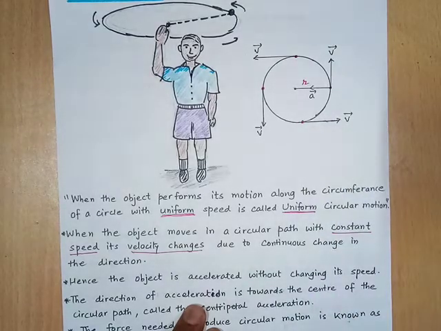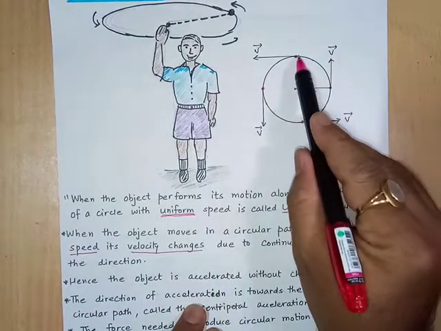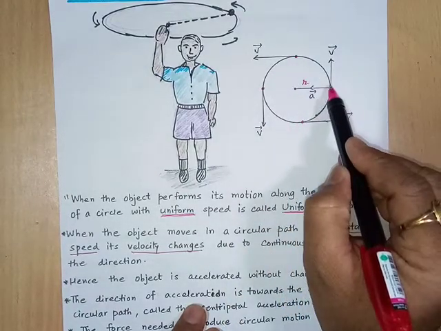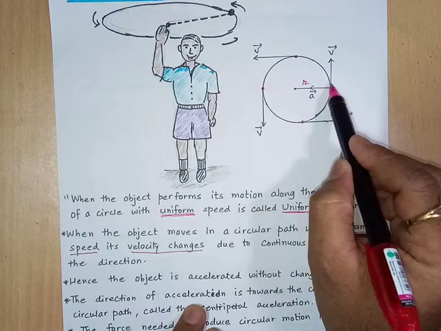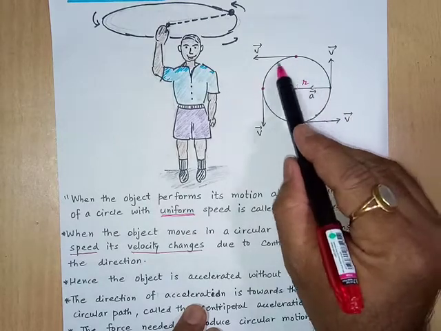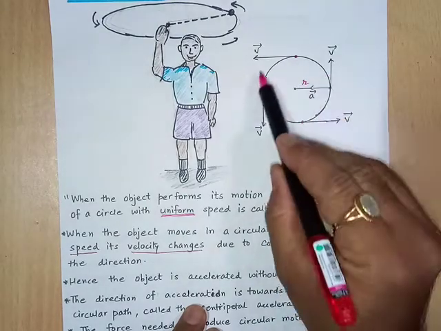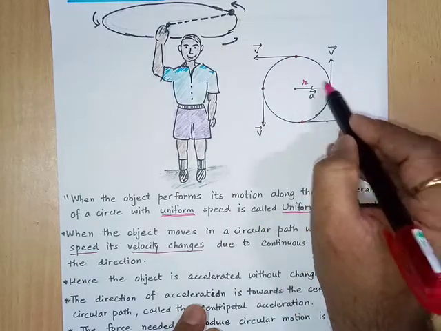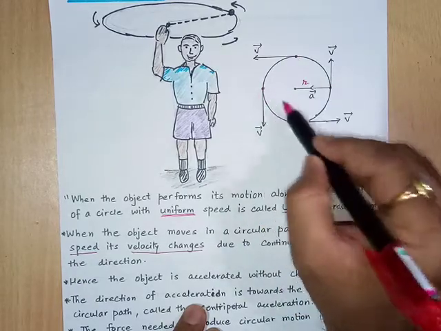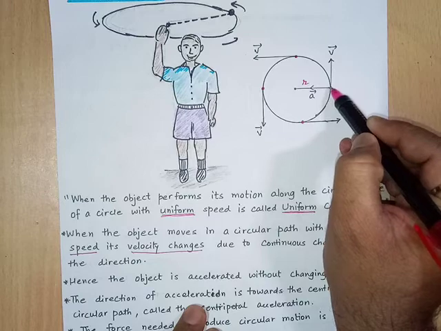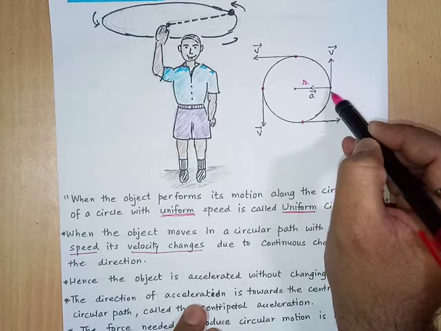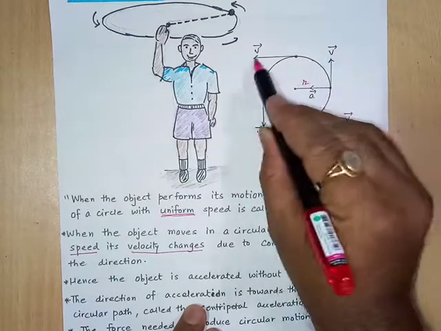So that's why the velocity shown at the respective positions of the particle differs in direction. In uniform circular motion, or in circular motion, the direction of the velocity of the object at a particular point is nothing but a tangent which is drawn at that particular point.